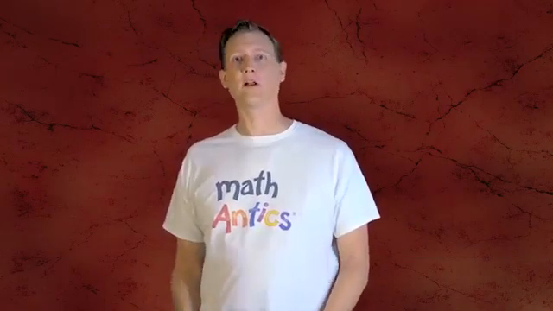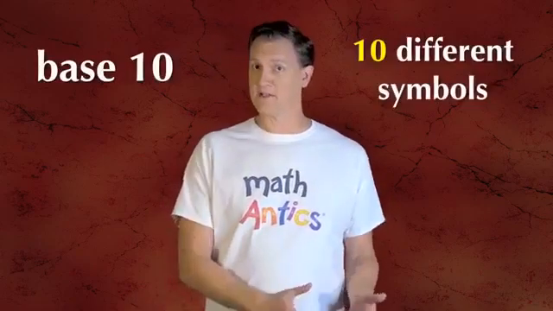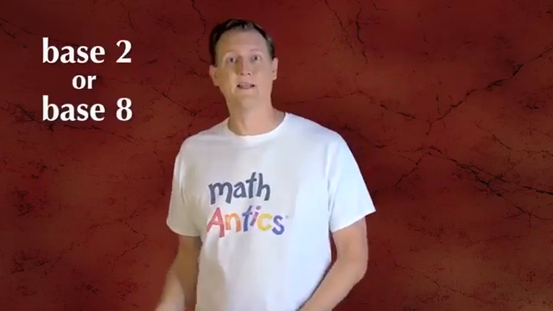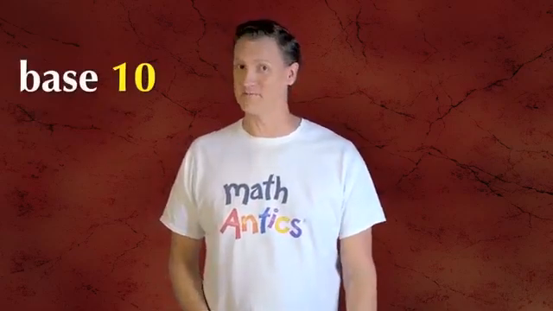In this lesson, we're going to learn how our basic number system works, and we're going to learn about an important concept called place value. The number system that we use in math is called base 10 because it uses 10 different symbols for counting. Math could use other systems that are based on a different number, like base 2 or base 8, but I'll give you 10 guesses as to why the number 10 is such a popular choice.